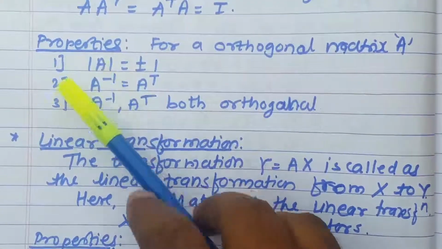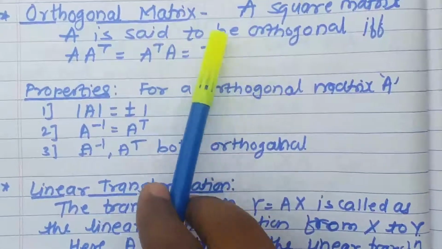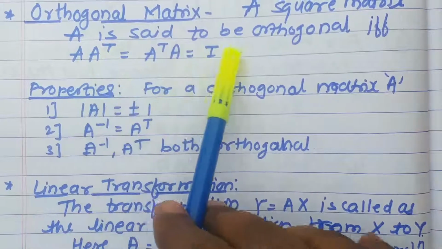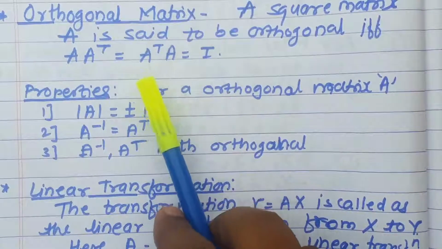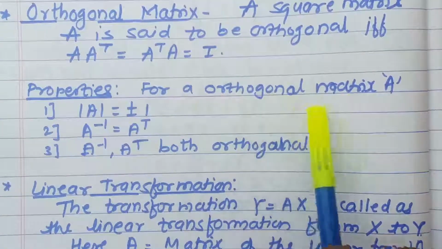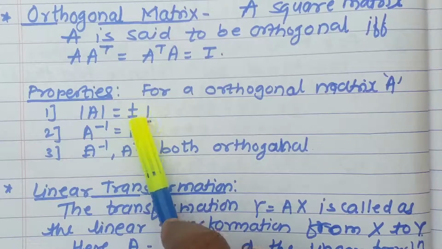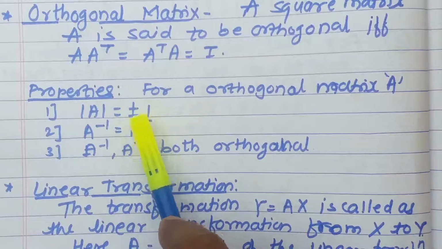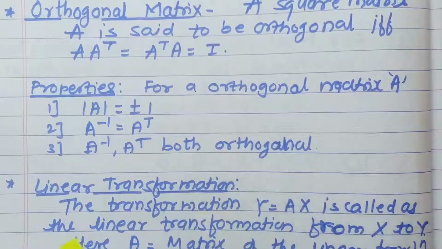Next, some properties of the orthogonal matrix. Whenever you want to verify whether a matrix is orthogonal or not, simply take the product of A with A transpose and show that it is equal to the identity matrix. That will be enough for proving the matrix is orthogonal. Now some properties of orthogonal matrix. The determinant of an orthogonal matrix A is always equal to plus 1 or minus 1. It may be plus 1 in some cases, it may be minus 1. It will not have any determinant other than plus 1 or minus 1.